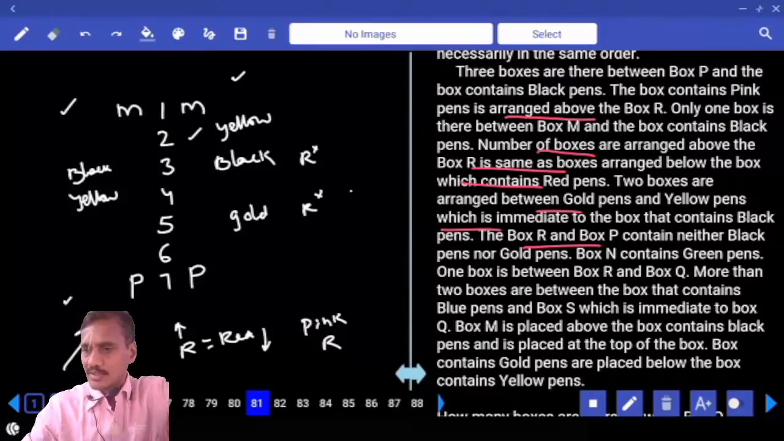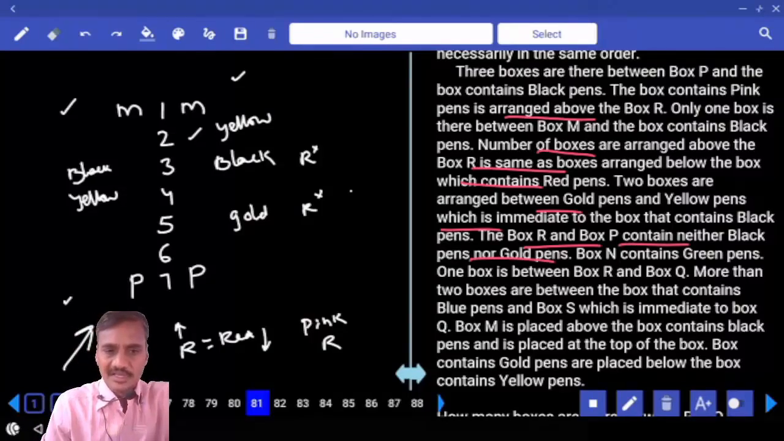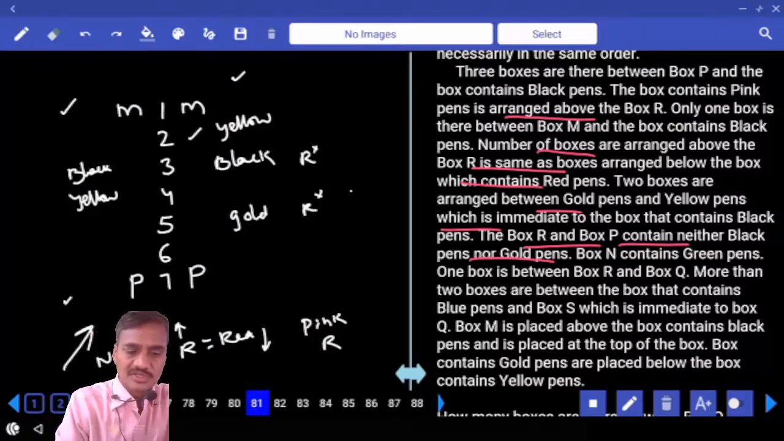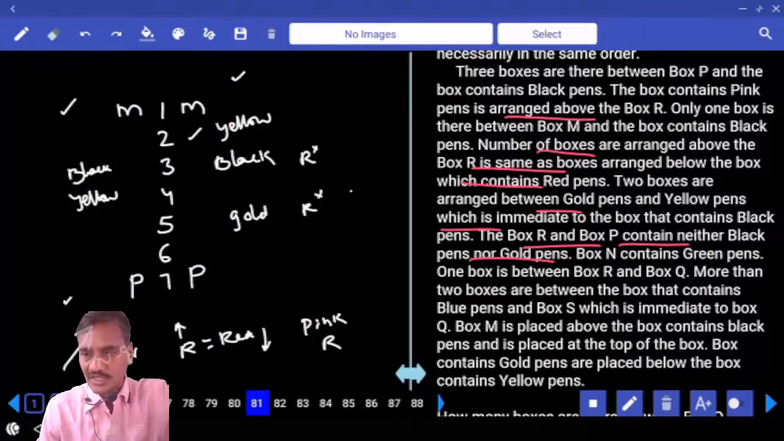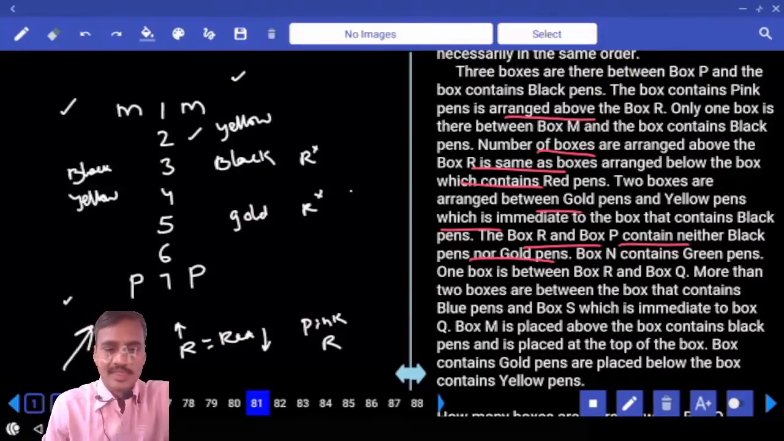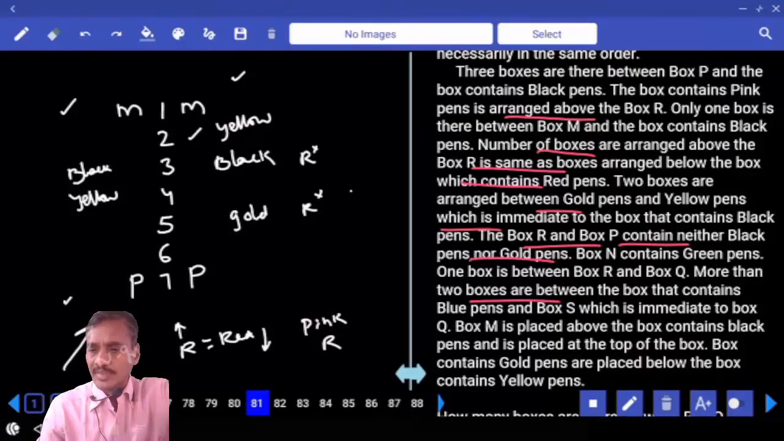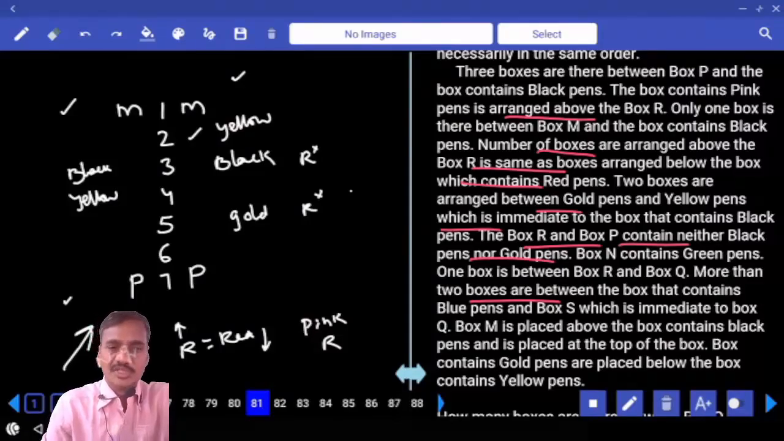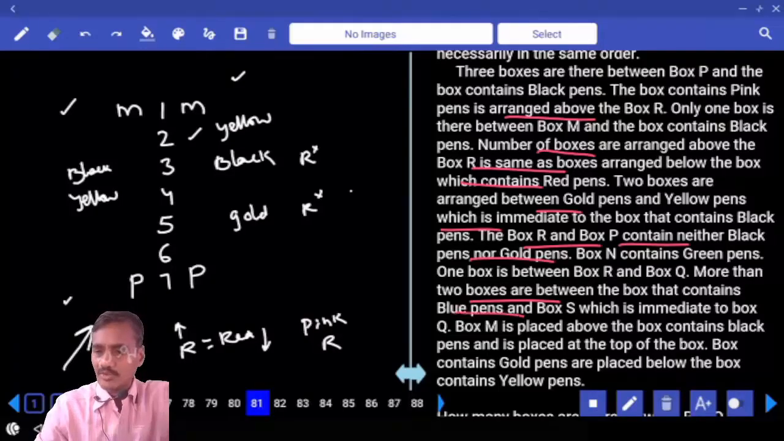And next one, P contains neither black nor N contains green. N contains green, hence as N contains green pens, N contains what? N is green in color. N contains green, and one box is between R and Q. Now in between R and Q we need to have exactly 1. 1 in between R and Q, and next one, more than 2 boxes between blue and the box S which is immediate to Q. And blue and Q, there are more than 2 boxes. More than 2 boxes between blue and S.